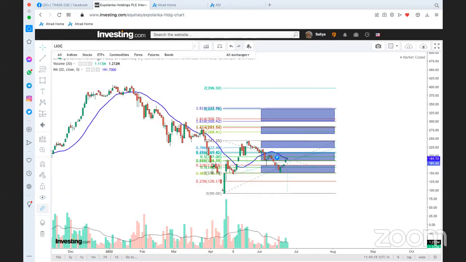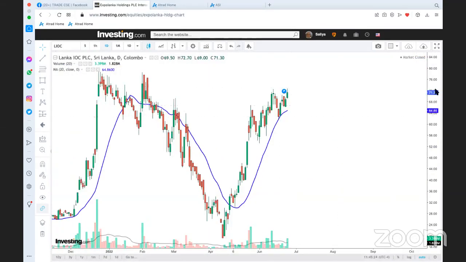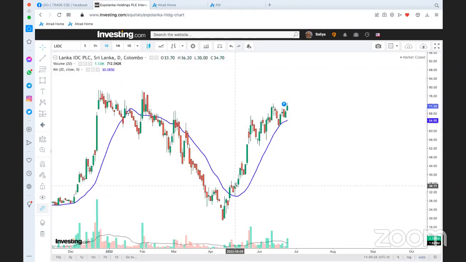LIOC is also a very interesting counter, rallied rapidly, not like the ASI or the Expo Lanka. You can see that there had been a strong rally, only meeting resistance at this level. You can see that there is another pattern over here, which is a rising wedge, right? So in a rising wedge, you have that rising wedge here. At the same time, you have a huge distance from here to here.